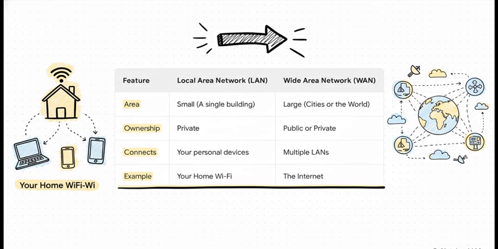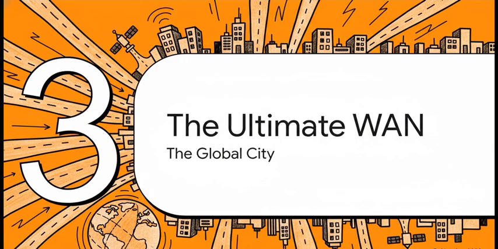This comparison chart just lays it all out perfectly, doesn't it? A LAN, small area like your house. A WAN, huge area like the entire world. Your LAN is private, you own it. A WAN can be public or privately owned. But here's the real key difference. A LAN connects your personal devices together. A WAN connects your entire LAN to thousands of other LANs. The best examples? Your home Wi-Fi is your LAN, and the internet? That's the ultimate WAN.